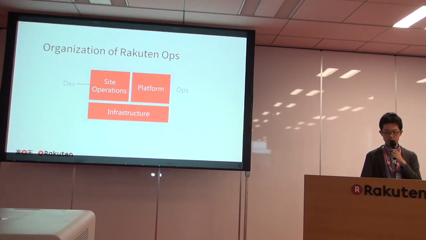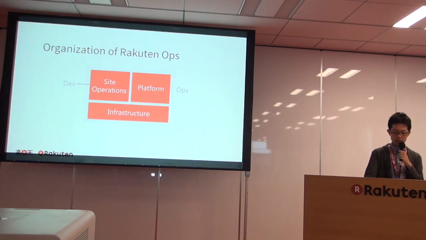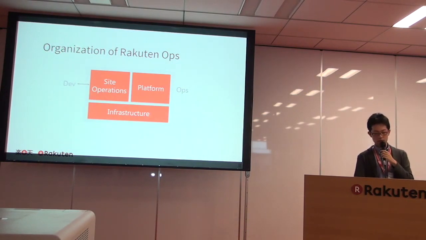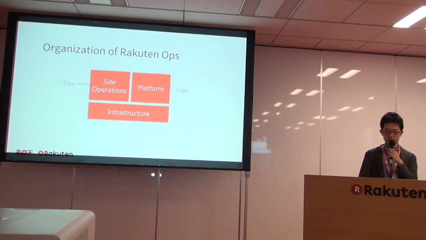First, site operations builds and supports applications operation. They are busy communicating with many dev teams. Next function is platform. Platform provides server, storage, and tool for site operations. Shuichiro and I belong to this platform section. And finally, infrastructure provides data center and network. Basically, dev people need to access our platform and infrastructure through site operations function.